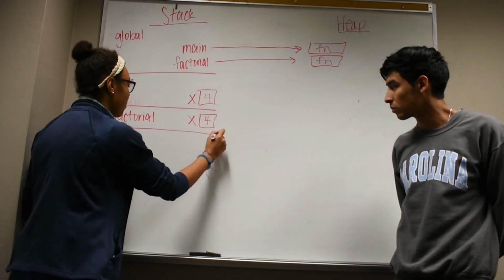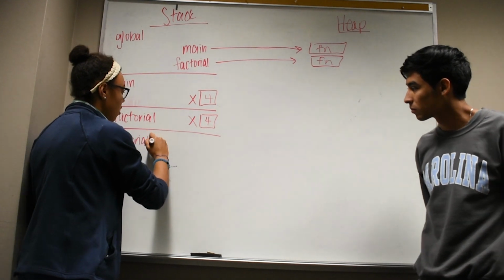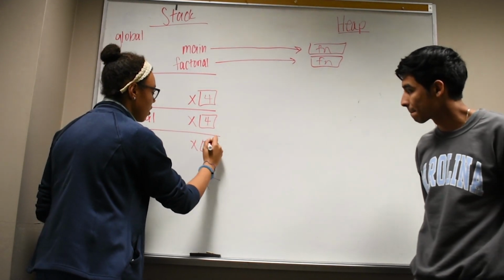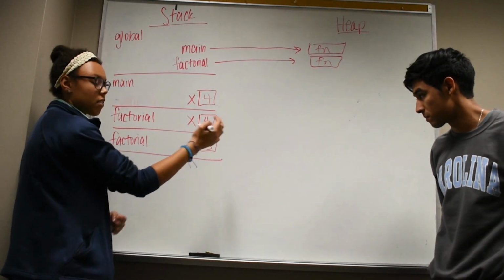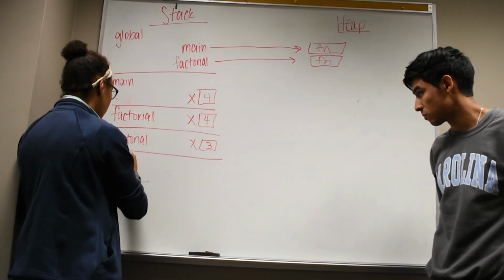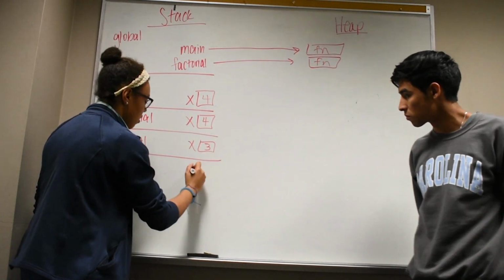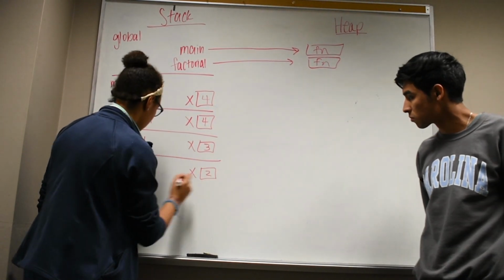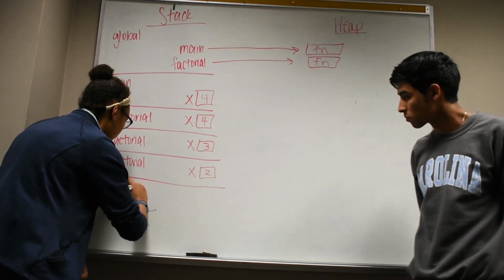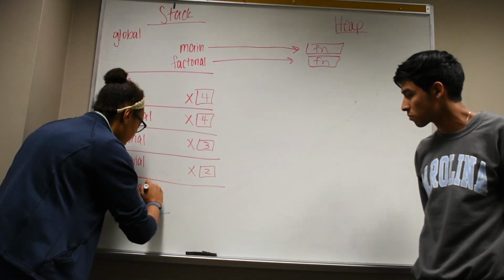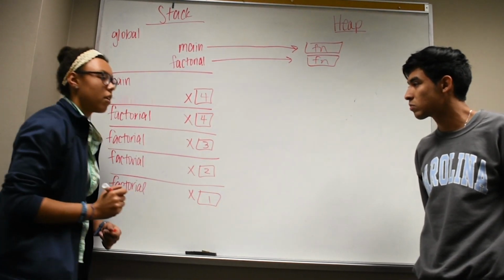So we're going to make a new frame where our x will be 3. And we're going to keep going. So we're going to return factorial of x minus 1, which is 2. And then lastly, we're going to do it one more time until we hit our base case, and we're making our final frame on the stack where x is now equal to 1.